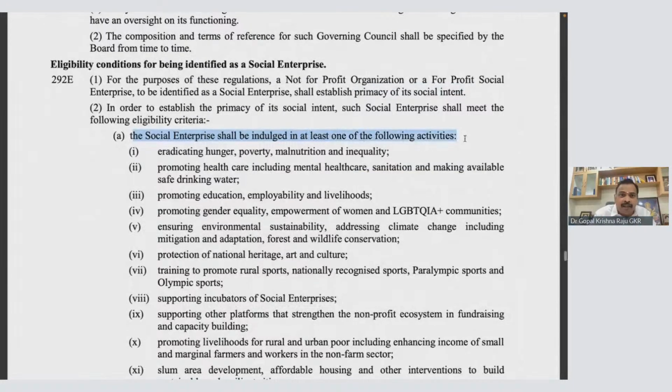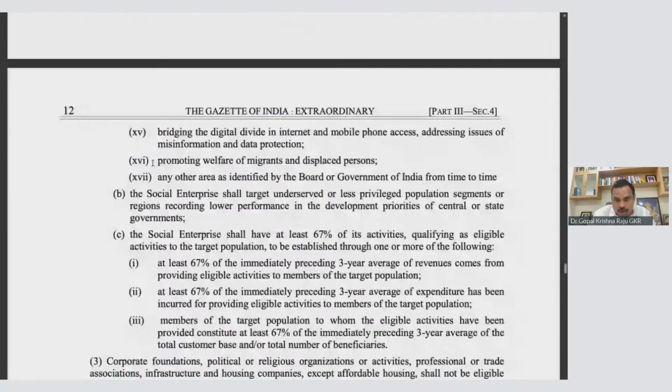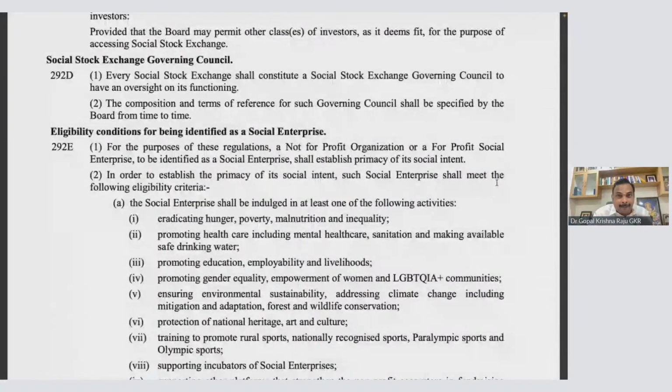They have identified 16. 17, they say, other area to be identified by the board. Board means Securities Exchange Board of India or Government of India. Niti Aayog. The Government of India's Planning Commission is now Niti Aayog. So Niti Aayog only will give this. So, again, same 17 only. Okay, it is 17, but 17 is kept open, so it may become a longer list also. So the first point is the eligible activities.